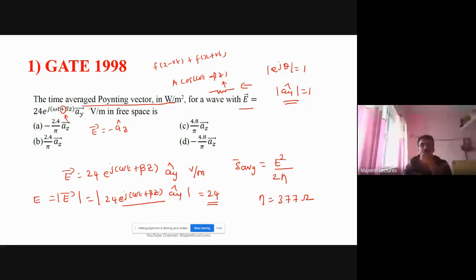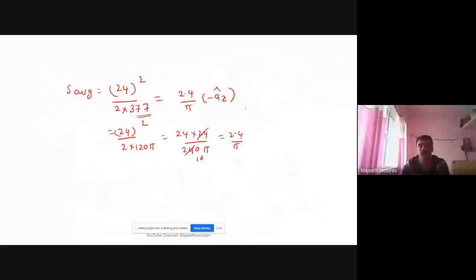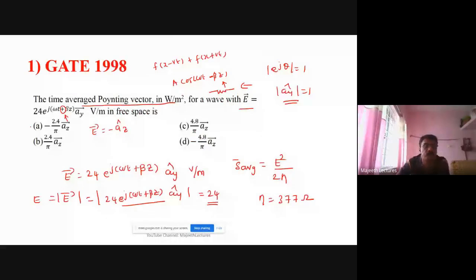So it is reflected, so it is minus z. So the wave is propagating in minus z direction. So the answer is 2.4 divided by pi, and it is minus z. Fine. So the average Poynting vector is 2.4 by pi minus az. Right? So this is the answer. You must understand why it is minus az, because the wave propagates in minus direction. That's what we understand from the electric field. So you put minus az.